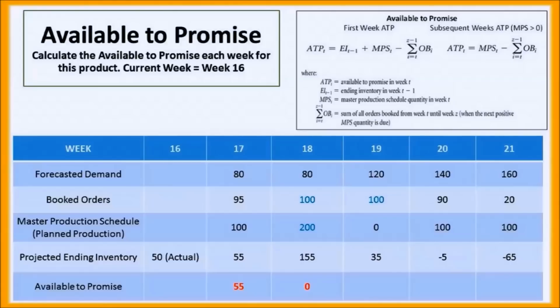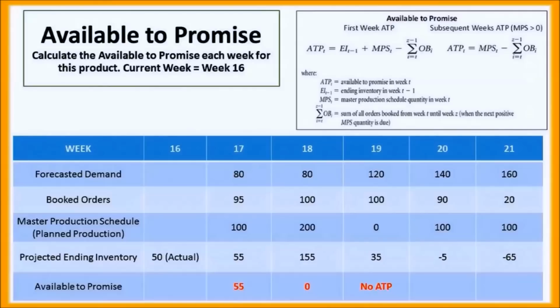So in this case, looking at the formula, the available to promise will be equal to the master production schedule for this week, which is 200, minus the sum of the booked orders until we produce again, which is the booked orders for week 18, where we are producing, the booked orders for week 19, when we are not producing, and then in week 20 we begin producing again, so we don't have to worry about those booked orders quite yet. So it is 200, the master production schedule, minus 100, minus another 100 on those booked orders, which gives us available to promise of 0.